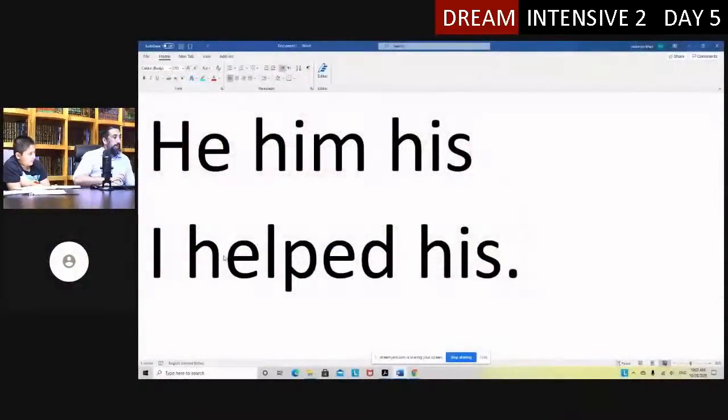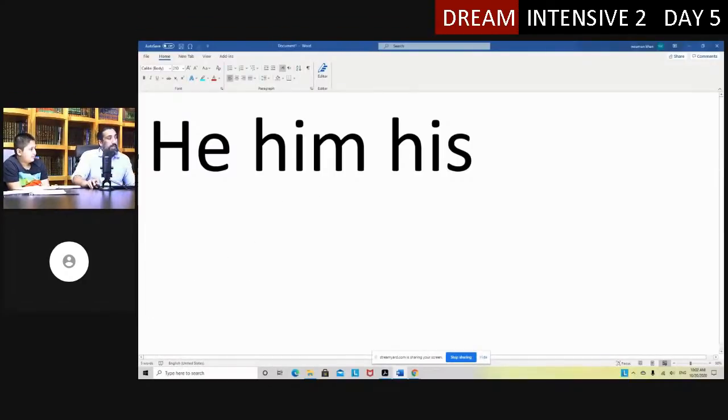But if I say I helped him, I can't say I helped he. You can't switch these around. I can't switch these around. I helped he. I helped his. That doesn't make sense. It has to be I helped him. It can't be I helped he. You know what that means in English? That he is rafa. The English word he is rafa. The word him is basically nasab. And the word his is basically jar. There are some exceptions, but basically. Okay?